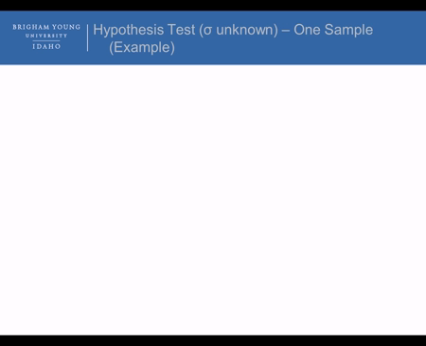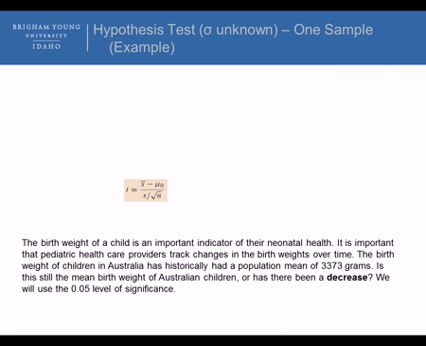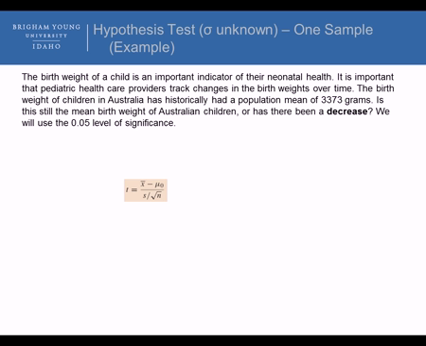Okay. So now I'm going to go past this example, and let's go through one more example. Birth weight of a child is an important indicator of their neonatal health. It's important that pediatric healthcare providers track changes in the birth weight over time. The birth weight of children in Australia has historically had a population mean of 3,373 grams. Is this still the mean birth weight of Australian children, or has there been a decrease?